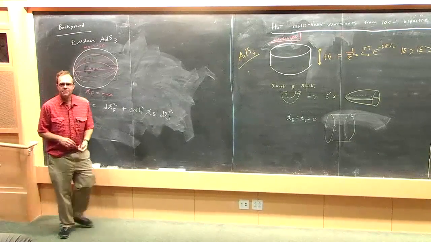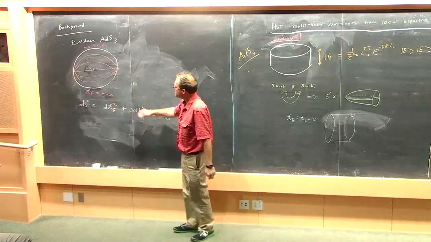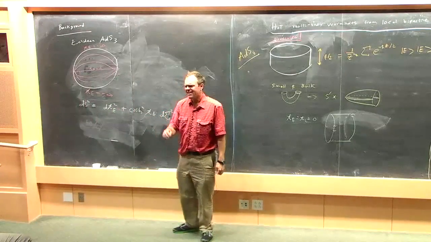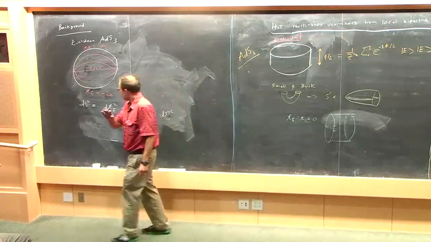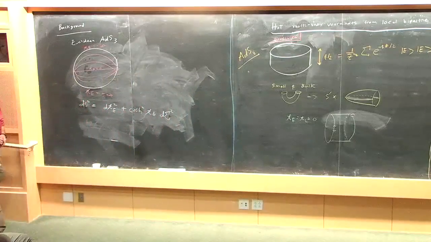Isn't this Rindler slicing? I'm in Euclidean, but it's really Milne slicing in the ball. It's the open universe slicing. We'll get there. Okay. This is the Euclidean story.